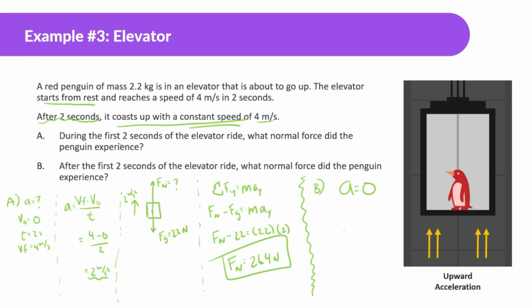And if the acceleration is equal to 0, what I should know about that is the force of gravity, which is equal to 22 newtons, is going to be equal to the normal force. These two are going to cancel out with each other because the acceleration is equal to 0. Okay? So what is the normal force? It's just going to be 22 newtons because there's no acceleration.